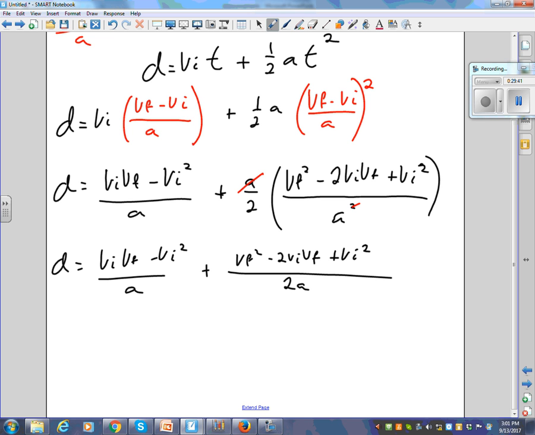Okay, let's pause for a second. How do you add fractions here? Not flip, that's the divide, multiply. Common denominator, right? Our denominators are A and 2A.